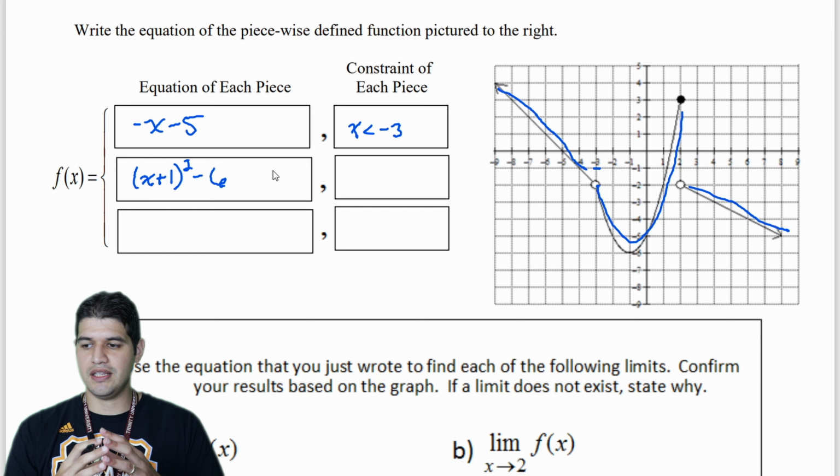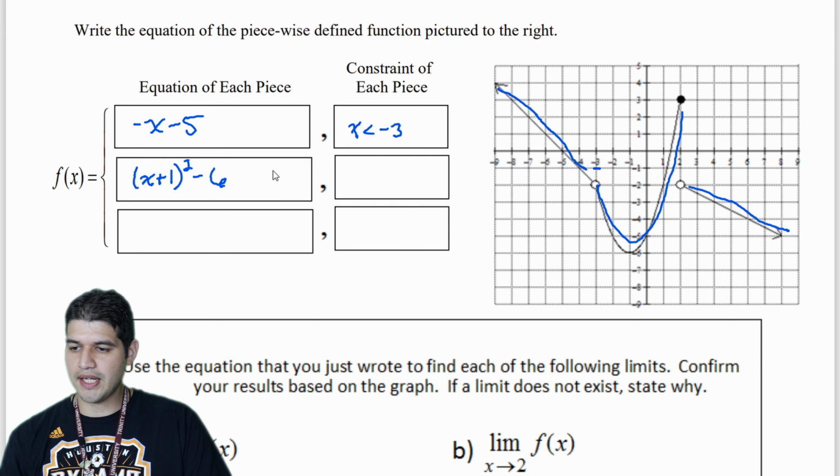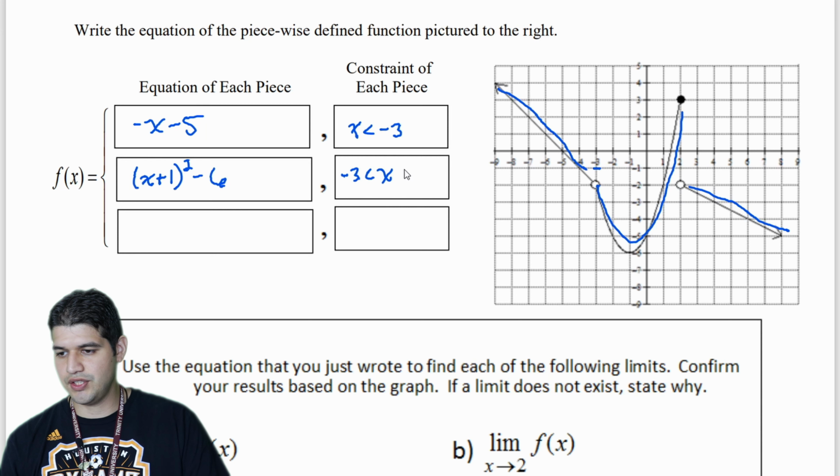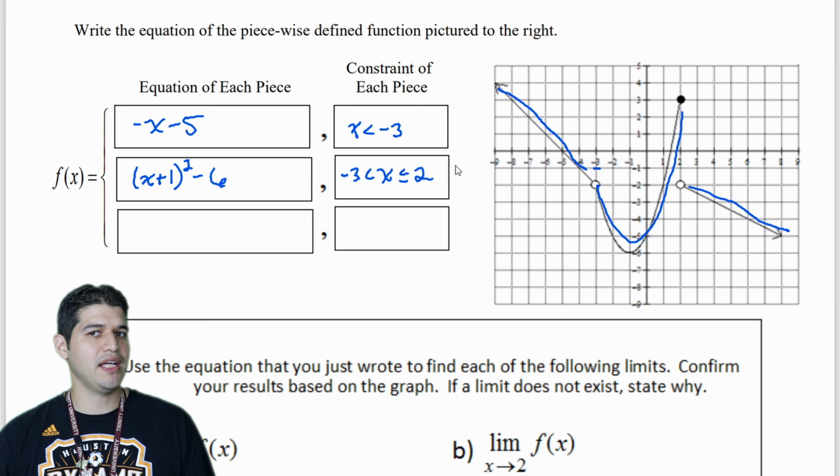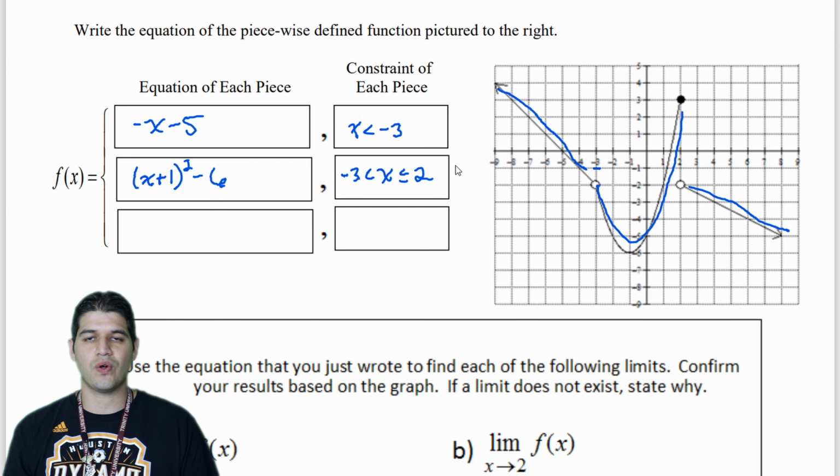And I want to constrain the pieces. On the left side, I'm coming from -3. So basically, if I read this backwards, x is greater than -3. But then it goes over to the right side to 2. And since that one's filled in on the right, I'm going to say less than or equal to 2. So x is greater than -3, and it is less than or equal to 2.